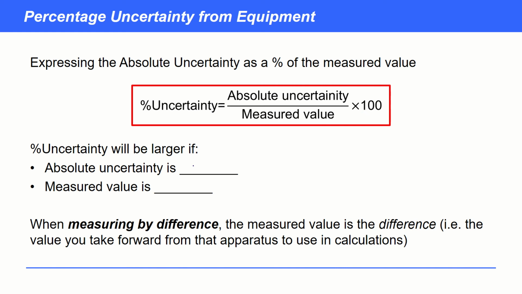So from this formula, it makes total sense. The percentage uncertainty will be larger if the absolute uncertainty is larger, or if the measured value is smaller, which is why it's always worth trying to measure a fairly large value with your equipment if you can. And the final thing to note here is that when you're measuring by difference, the measured value is the difference, i.e. the value you take forward from the apparatus to use in calculations.